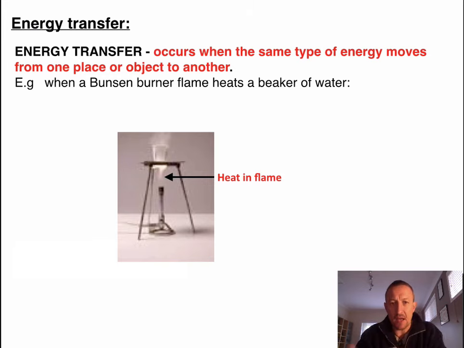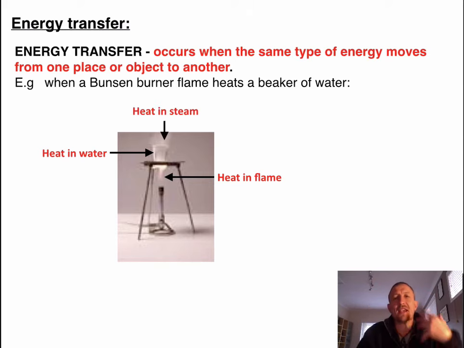There is heat in the flame. That is then transferred to the heat in the water of the beaker. So energy has gone from the flame and then it has gone into the water. From there, the water is then converted into steam and comes off. Now we know that steam is hot, so it's got heat as well. Notice in all three situations, the energy is exactly the same. Okay, so as a result, we can call it transference of energy because the energy is the same.